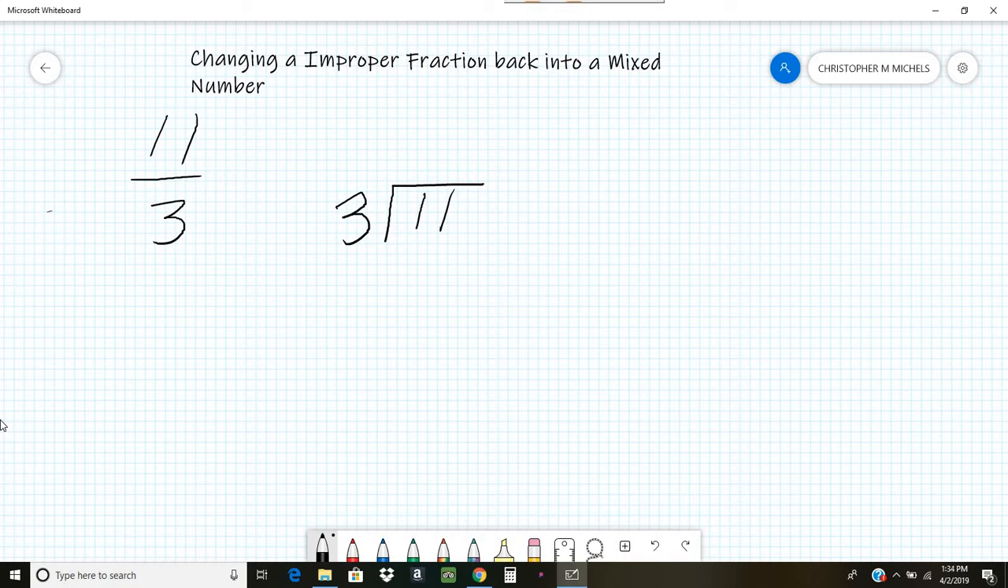Okay, so 3 doesn't go into 1, but 3 goes into 11 3 times. And 3 times 3 is 9. Go ahead and subtract the 9. 11 minus 9 is 2. We have nothing else to bring down, so that's our remainder. So we have 3 remainder 2.